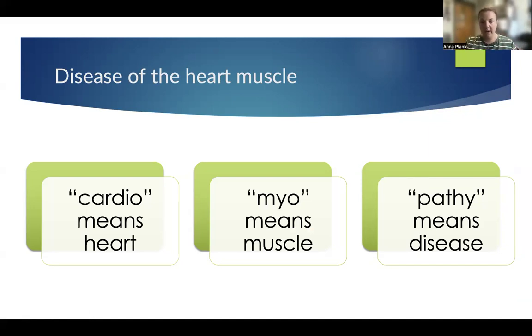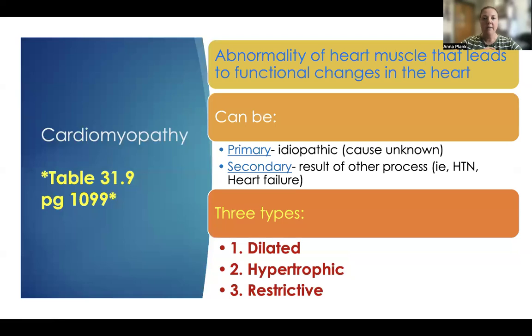Cardiomyopathy, right? That's what it actually is. And what that means is it's an abnormal structure. The heart muscle itself changes how the heart works. So if you look in your book on table 31.9, it actually breaks them down, and there's a side by side comparison of the different types.